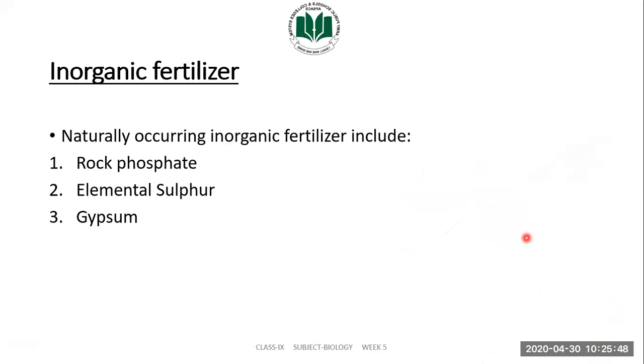Now coming towards inorganic fertilizers, what are those? These are naturally occurring inorganic fertilizers. They include rock phosphate, P, elemental sulfur, S, and gypsum. So inorganic fertilizers contain mainly rocks and different elements, which are different minerals.